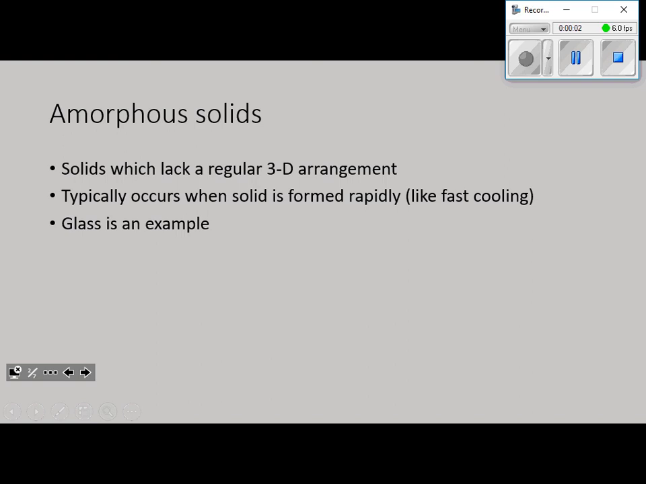One thing that isn't mentioned on that packet that you just worked on is some solids do not have a nice, neat structure. These are referred to as amorphous. Glass is a good example of that. And as the second bullet point indicates, if you cool liquids super fast, you do not allow them the time to arrange themselves in a nice, neat, orderly manner.